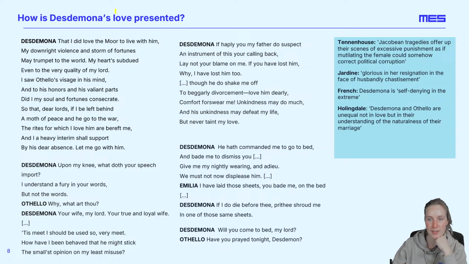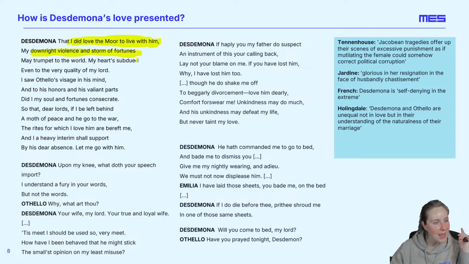Couple of bits here. Firstly, that I did love the more to live with him. So I wanted to live biblically with him. I wanted to have sex with him, be married to him, all of that. She also says that her love is downright violence and storm of fortunes.